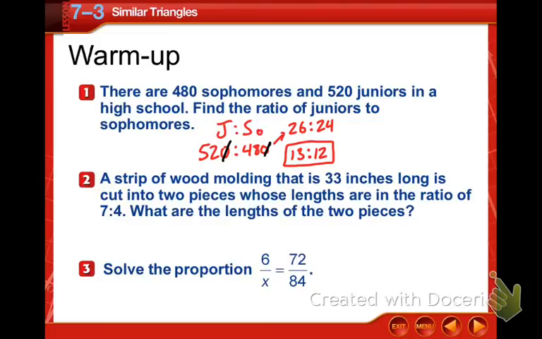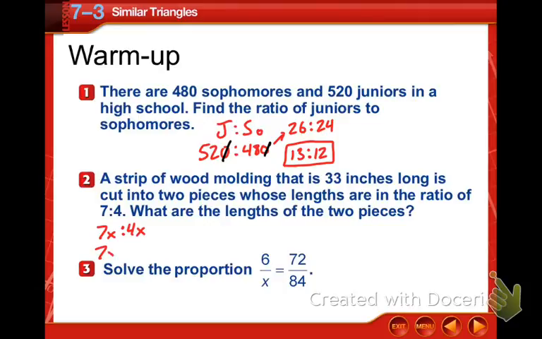Number 2, a strip of wood molding that is 33 inches long is cut into 2 pieces whose lengths are in the ratio of 7 to 4. What are the lengths of the 2 pieces? So now we're looking at an extended ratio, similar to when we did triangles and the angles of all the triangles given a ratio like 1 to 3 to 4, and then using that to make whatever angles we would need equal to 180. So here our extended ratio would be 7x to 4x.